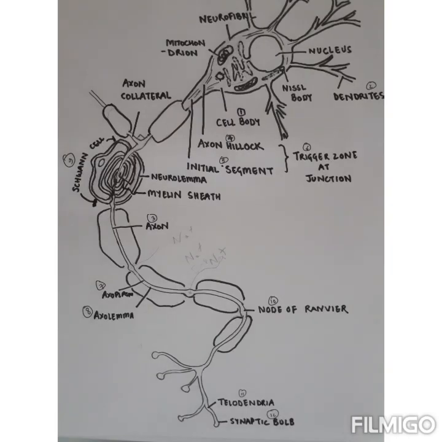Hey, hi. So I'll be talking about the structure of a neuron in this video. To begin with, our nervous system has two types of cells. One of them is the neuron and the other one is the neuroglia. So I'll be talking about the structure of the neuron here.